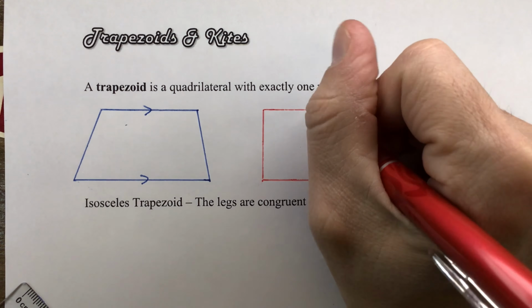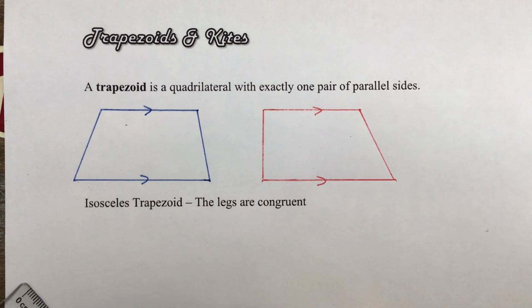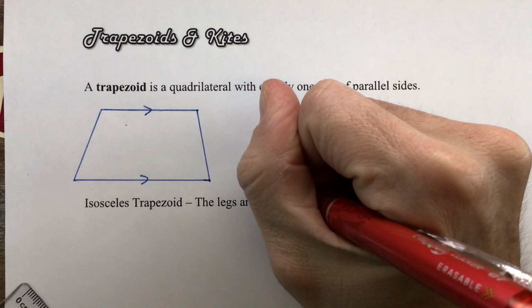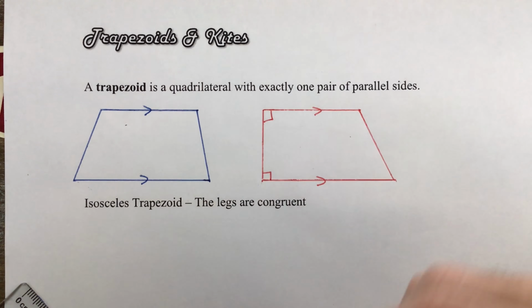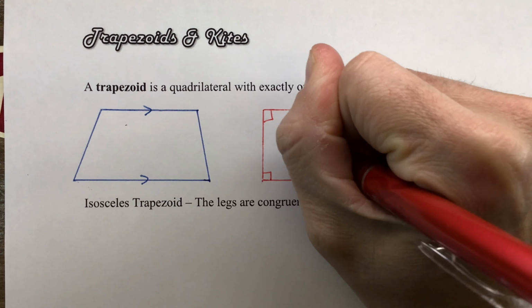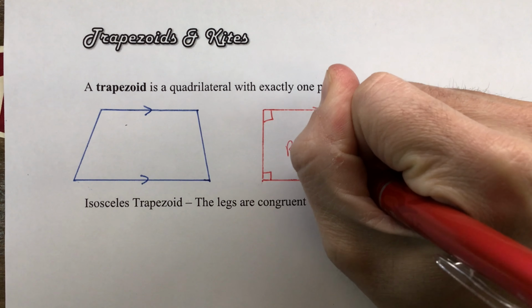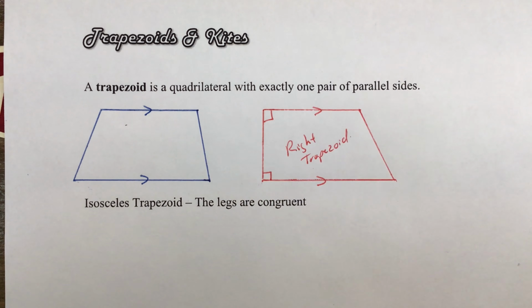Okay, so by copying the edges of the ruler, I do fit the definition of a trapezoid. But in addition to that, what I was aiming to do here was to create some right angles, and this would be called a right trapezoid. So this in general is just a trapezoid. This would be a right trapezoid, just because you do have a right angle in there.